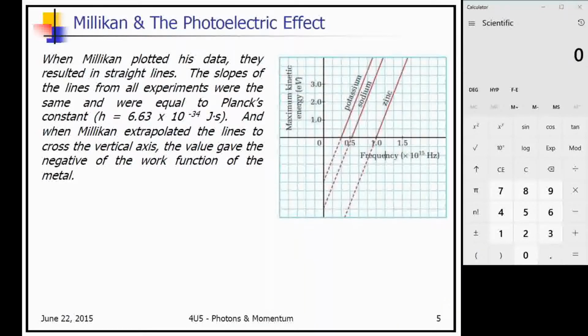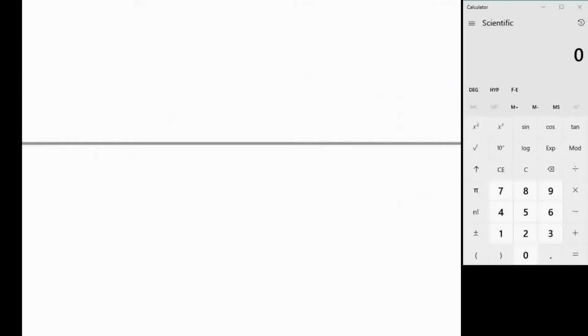The image that you would have copied from our last lecture, it's the exact same graph with three different metals, three different surfaces, and the y-intercept is the negative of the work function of each of those metals. The slope, of course, is Planck's constant as well.